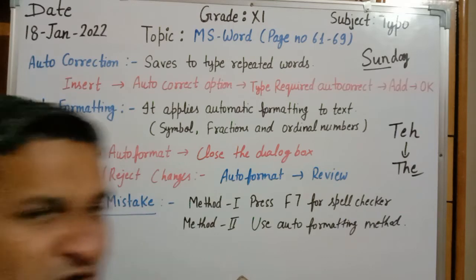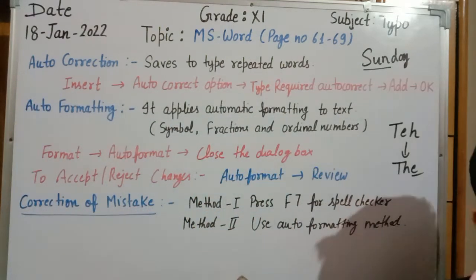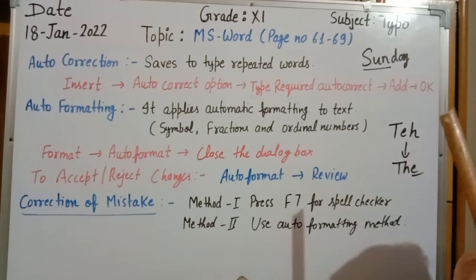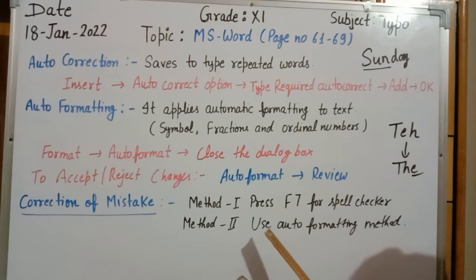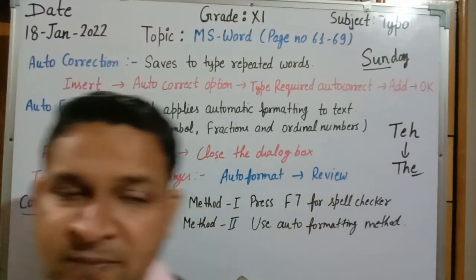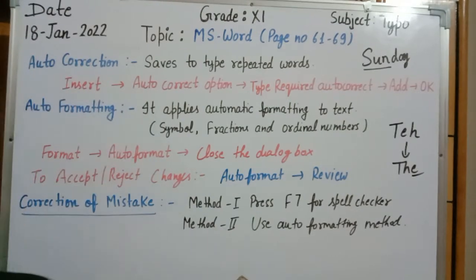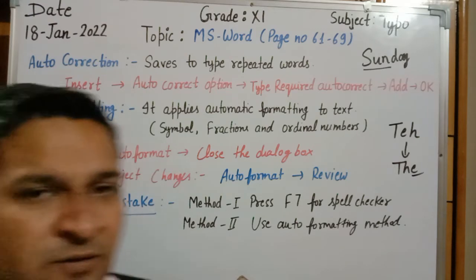The next concept is correction of mistakes. Basically, mistakes can be corrected by two methods. First method, we can use the spell checker. The spell checker has a shortcut key, that is F7. So press F7 for checking the spelling. It will check all the spellings and grammatical mistakes in your document. And second method, we can do the editing, we can do the correction by using the auto formatting option. So you will perform all such steps to format your documents.